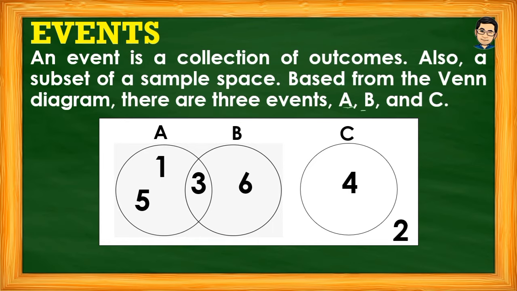A, B, C. So, yung event A natin, A represents that the number is odd. Ayan. And then, yung B naman natin, B represents that the number is a multiple of 3. And then, yung event C natin, C represents that the number is a multiple of 4. Okay.